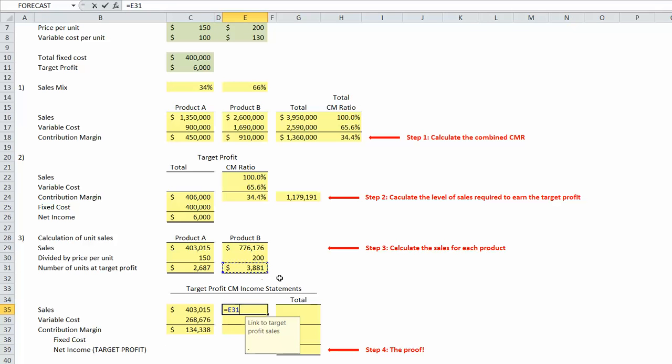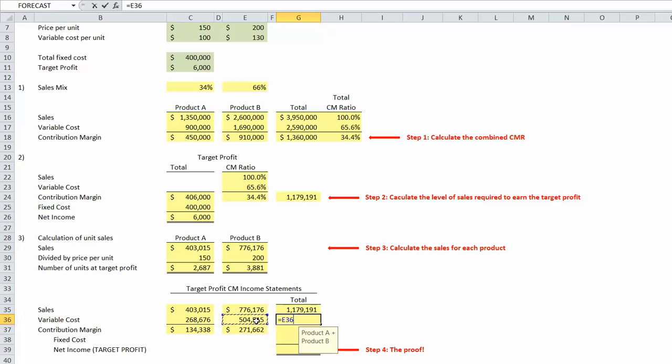We take the 3,881 units times our $200 selling price for $776,176 in sales. Variable cost, again, 3,881 units times our variable cost per unit of 130, and we get a contribution margin of $271,662. On a combined basis, let's just add the two together. Total sales will be $1,179,191, which is what we calculated in step 2.